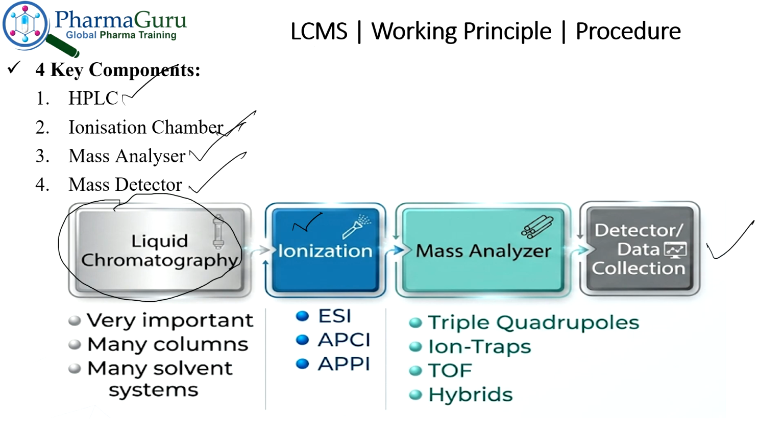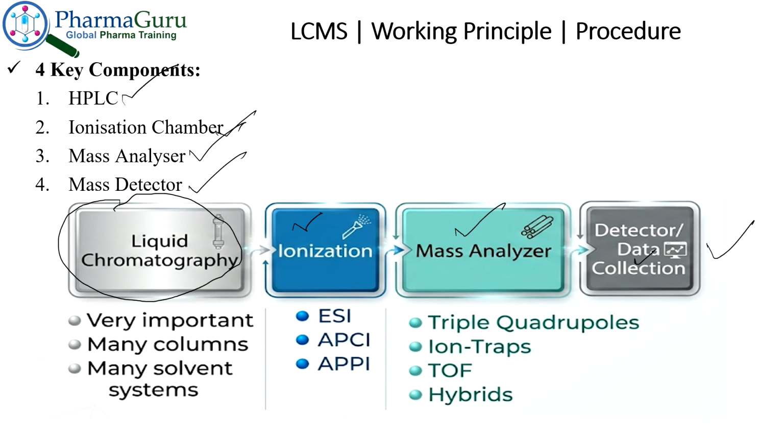Then the ionization chamber sends the gaseous phase ions into the mass analyzer. Here in the mass analyzer, gas phase ions are separated according to their mass to charge ratio or M by Z ratio. Then the mass analyzer transfers the ions to the mass detector. Here the mass detector detects the ions and converts them into an electrical signal. These signals are processed to generate a mass spectrum.